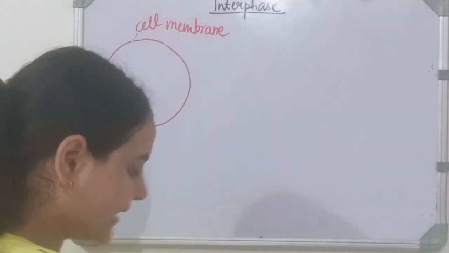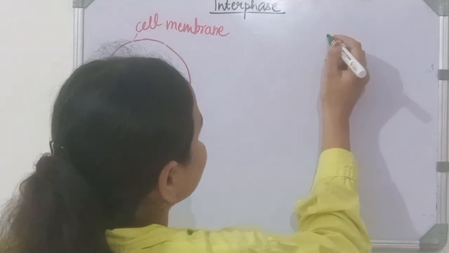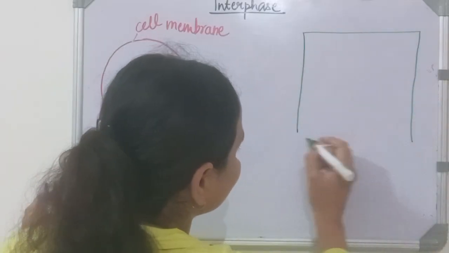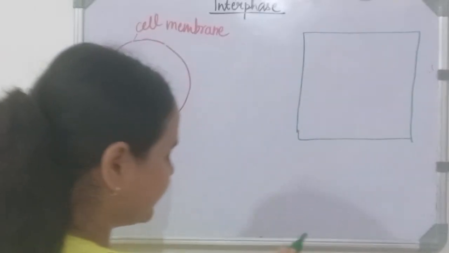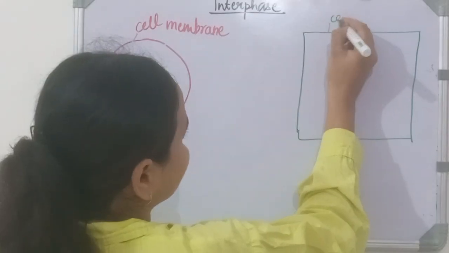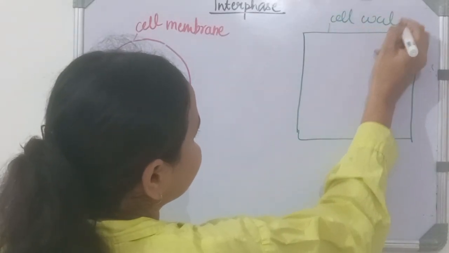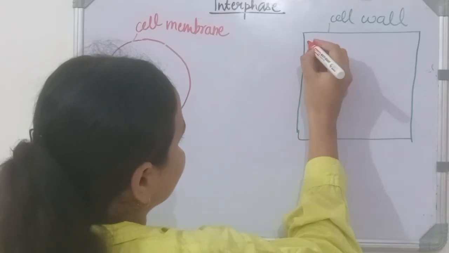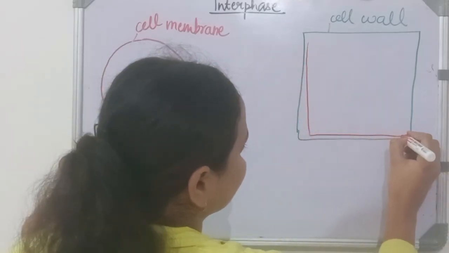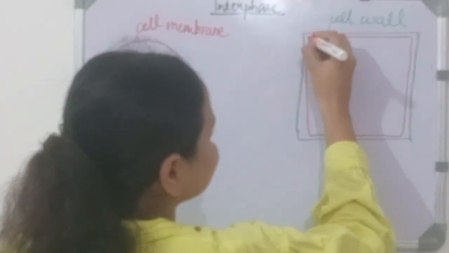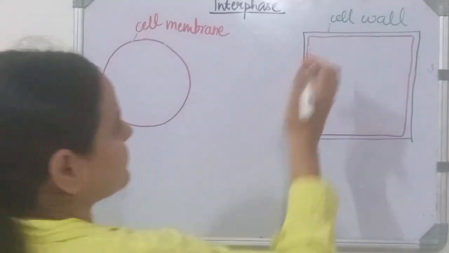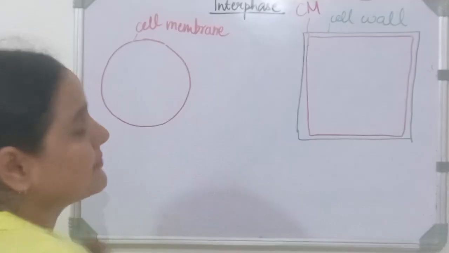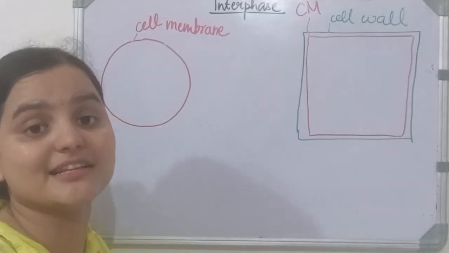Okay, and in case of plants we have cell wall. Cell wall is the outer boundary. This is cell wall, and inner to it we have our cell membrane. Okay, plant cells are rectangular in shape. This is cell membrane. I am writing CM. This cell membrane is also known as plasma membrane.